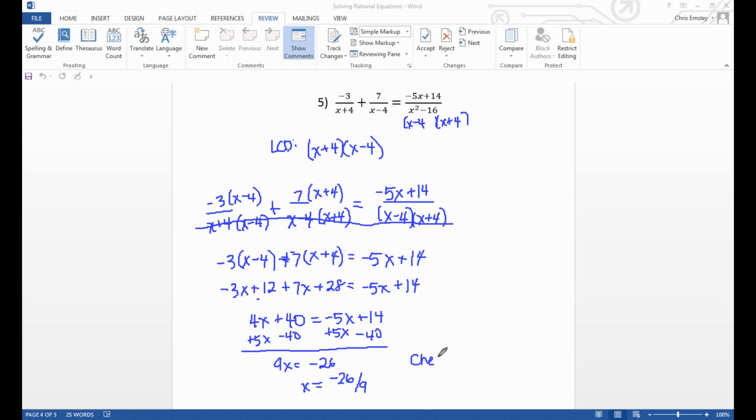Not done yet. Whenever we have fractions, we go back and check. -26 over 9, when I plug it in here, is that going to give me a 0? And the answer is no. When I plug it in here, does that give me a 0? No. When I plug it in here, does it give me a 0? No. Again, you can do a quick mental check, or if you need to, plug those into your calculator. So that is our final answer.